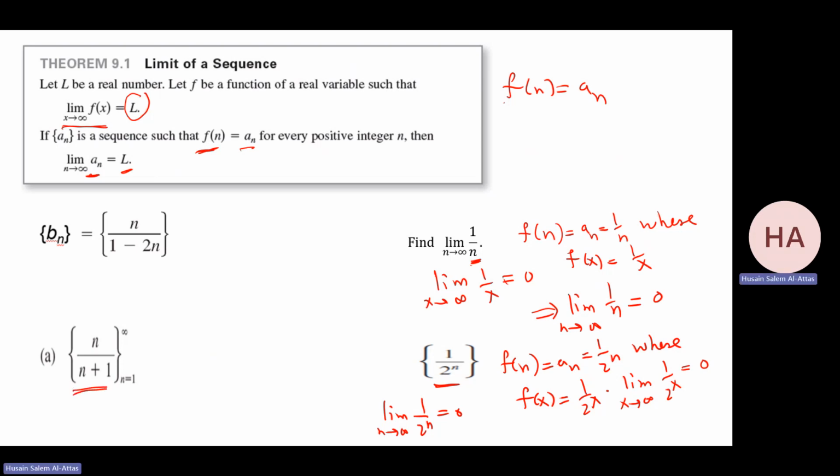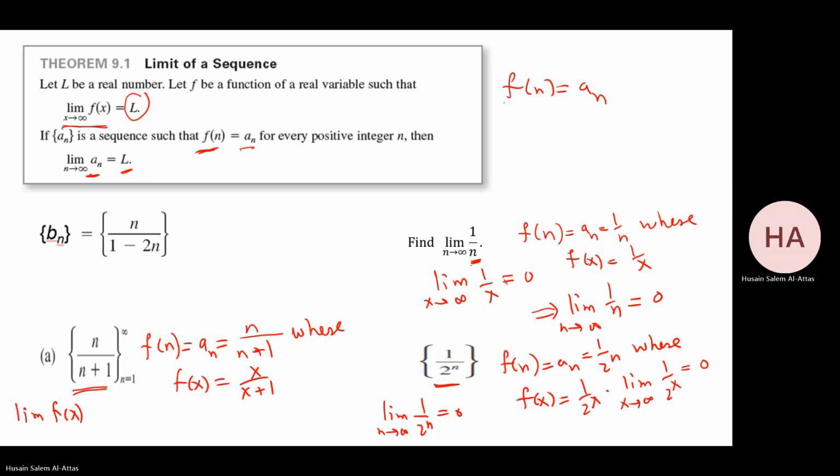I think this one is easier. Yeah, let me start with this one. So what is my f of n? It is a_n, which is n over n plus 1, where f of x is x over x plus 1. So what is the limit of f of x as x goes to infinity? That will be the limit as x goes to infinity of x over x plus 1. I'm doing it in details.